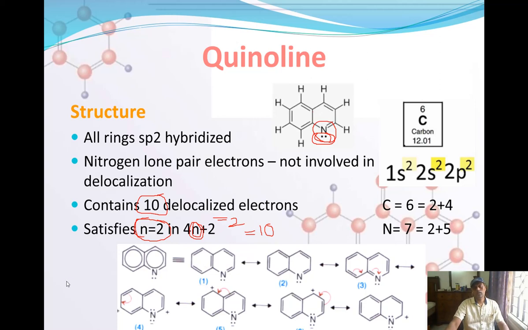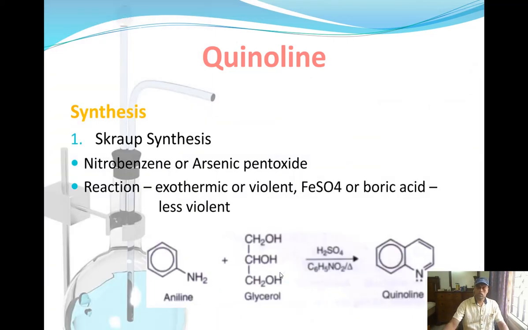This is the resonance structure of quinoline, right? If you shift the electrons from these pi bonds to the nitrogen, and keep following the charges and the shifting of the bonds because of the variation in the charges, you are going to get these seven structures. So these are all resonance structures of quinoline. Right, let's go to the synthesis.